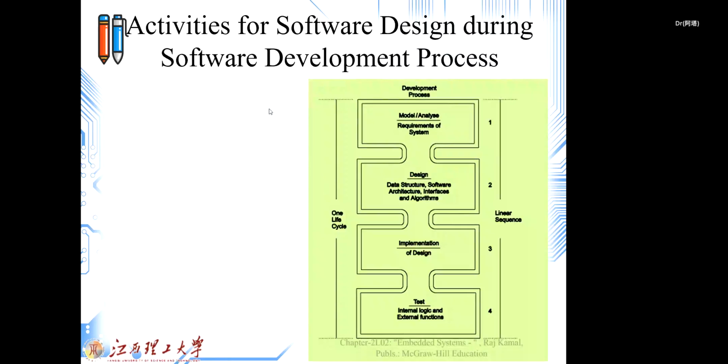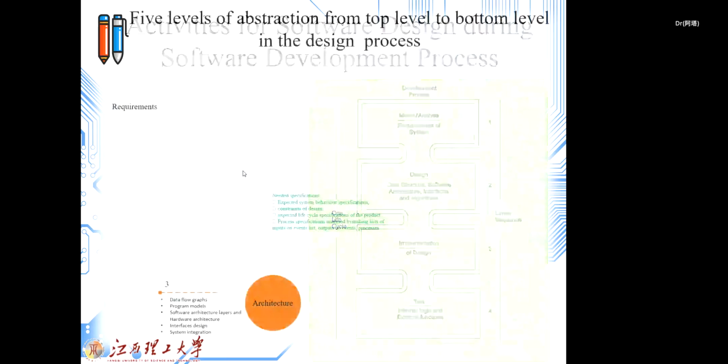Let us see the activities for software design during the software development process. Suppose we have the model analysis, the requirements of the system. Then in the design, we have the data structure, software architecture, interfaces and algorithm. Then we have implementation of the design. We have the test, internal logic and external function. And all these parts make up one life cycle of the development process.